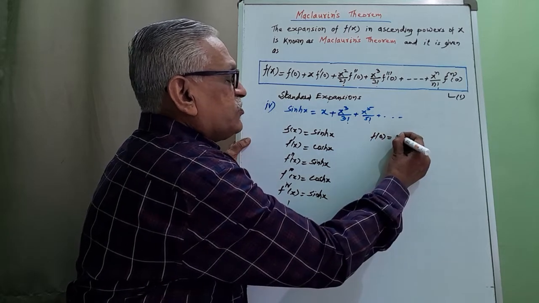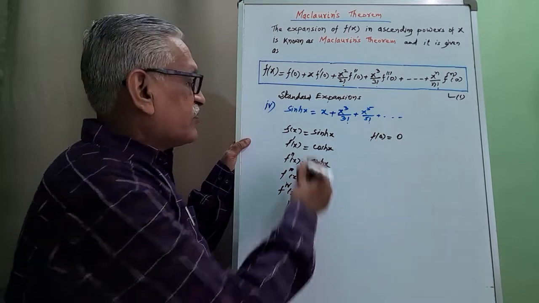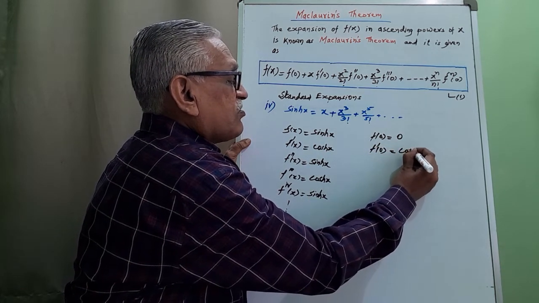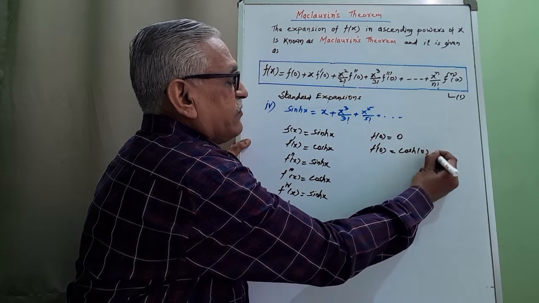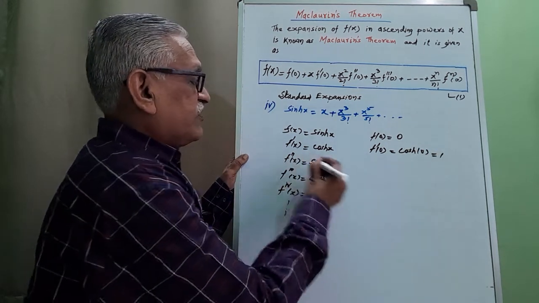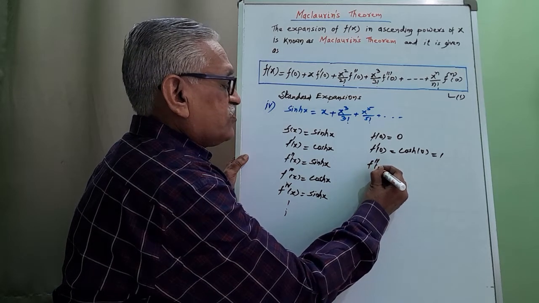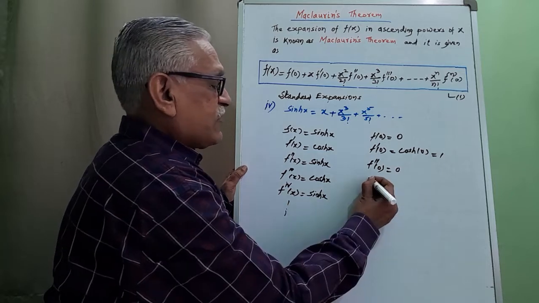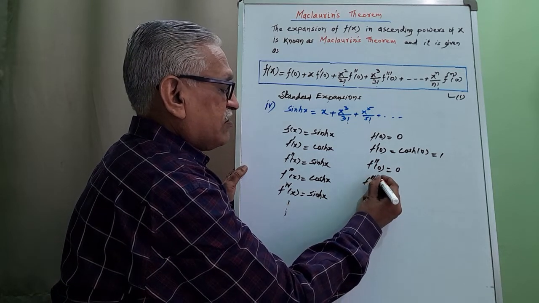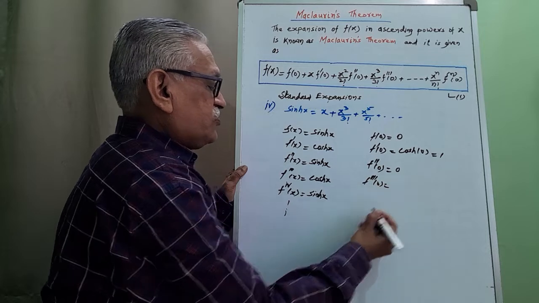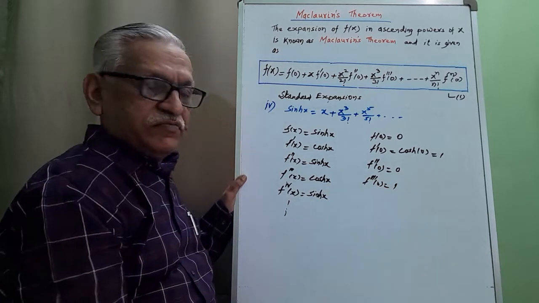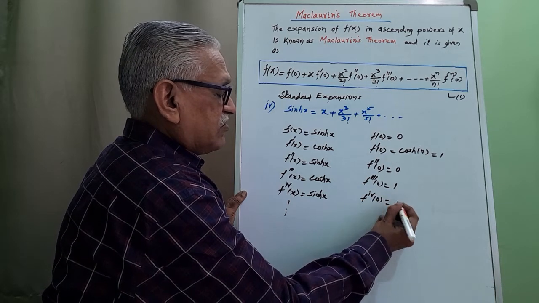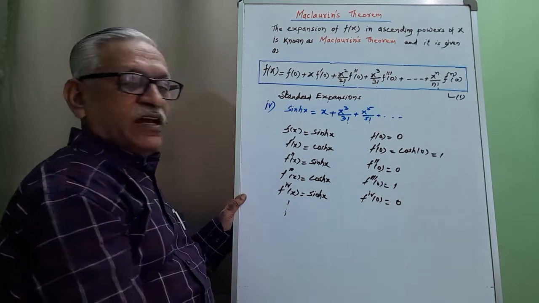F of 0, sin h 0 is 0. F dash of 0, cos h 0, and value of cos h 0 is 1. F double dash of 0, again sin h 0, that value is 0. F triple dash at x is equals to 0, cos h 0, it is 1. Fourth, sin h 0, 0, and so on.